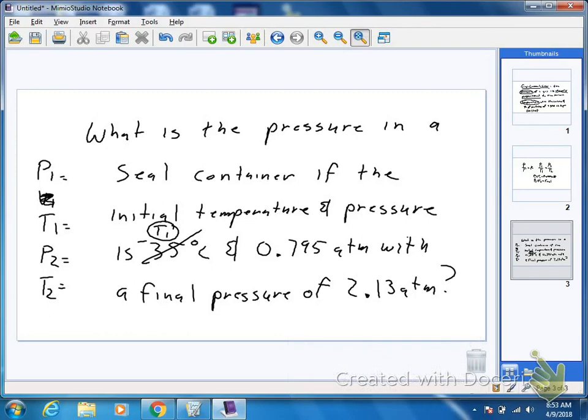So then I automatically say 273 plus a negative 35, and that would be my new Kelvin temperature I need to use. So what would be the Kelvin temperature? 238. And then I'll write that over here. 238 Kelvin.